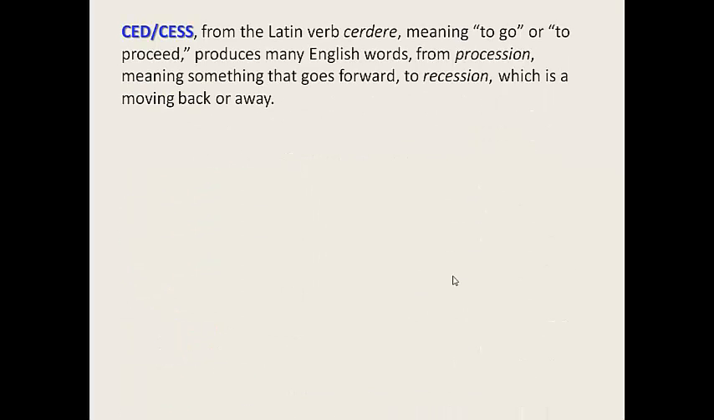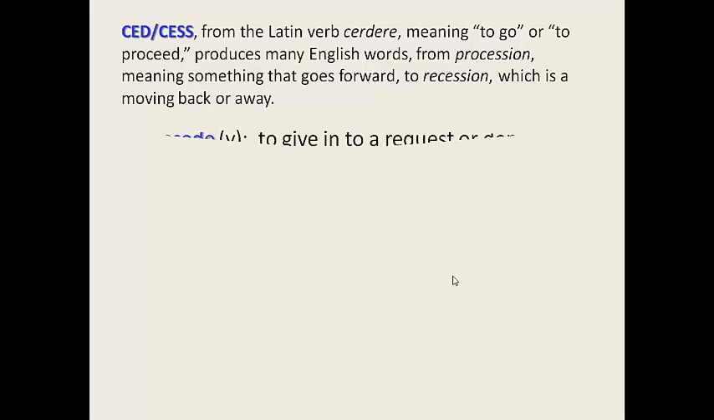Our second root word is CED or CESS, which is also from the Latin. It means to go or to proceed. And we get lots of English words from CED or CESS root. Everything from procession, which means something that goes forward, to recession, which is something that moves back.